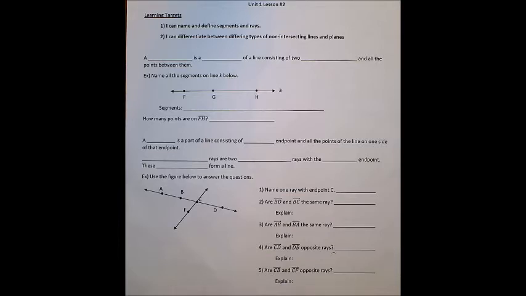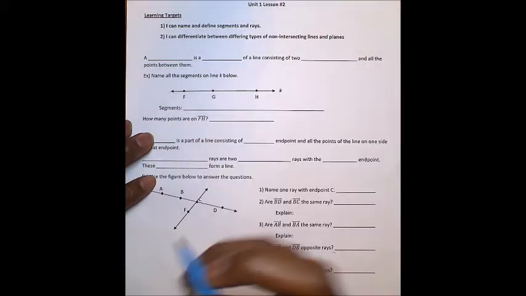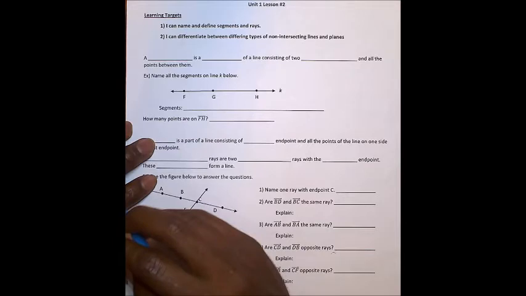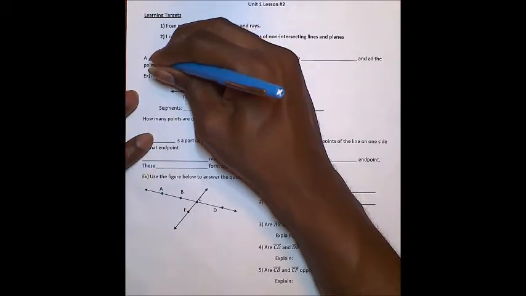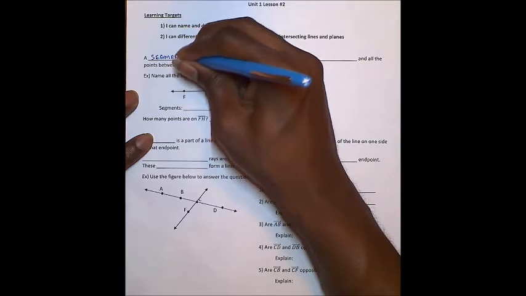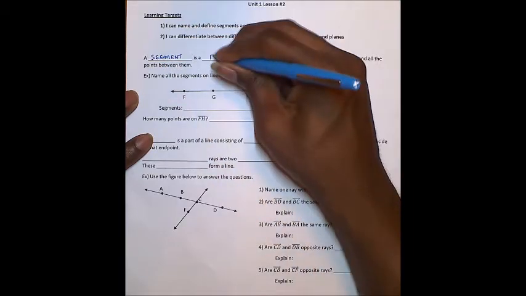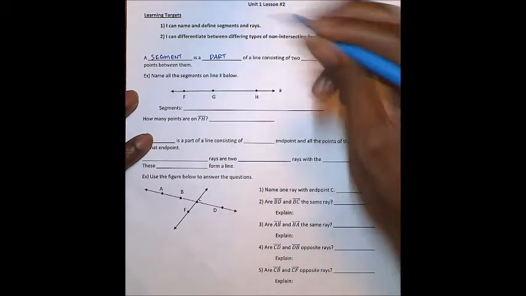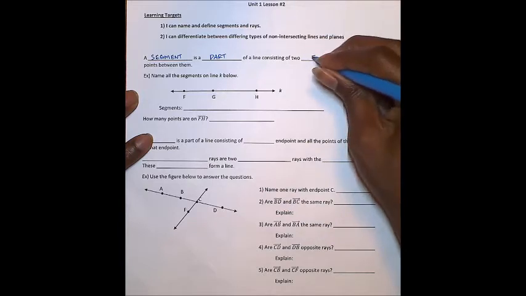Okay, so a segment is a part of a line consisting of two endpoints and all the points in between. So a segment is a part of a line consisting of two endpoints and all the points in between.